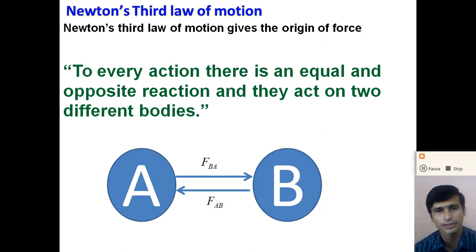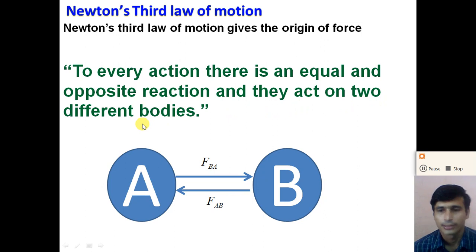You know Newton's third law of motion, right? You studied it in standard 9th also, right? So Newton's third law of motion gives the origin of the force: how the force is created on the body, how the force is exerted on the body. To every action, there is an equal and opposite reaction, and they act on different bodies.